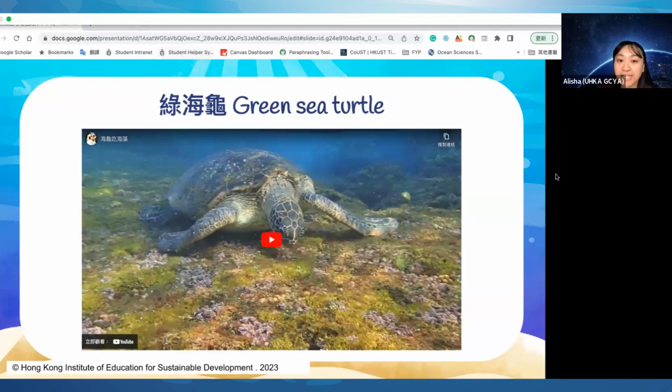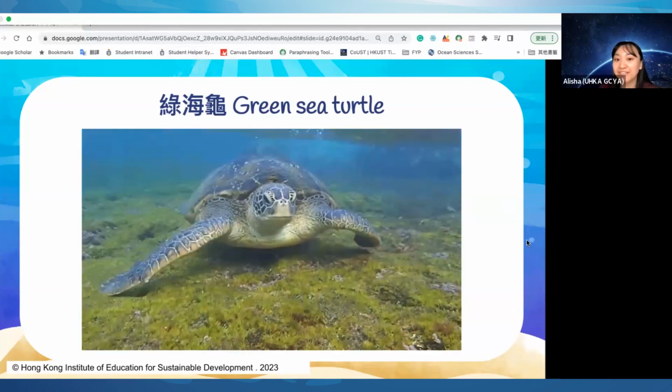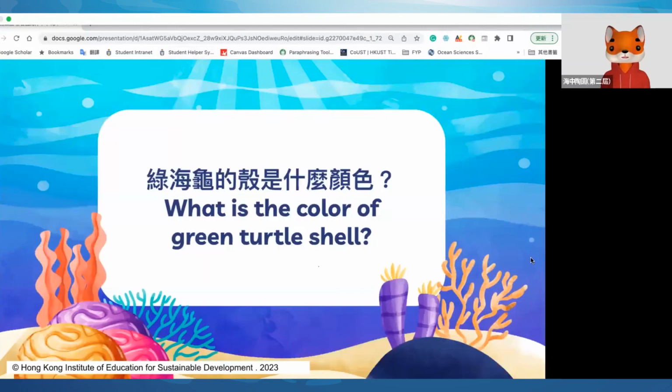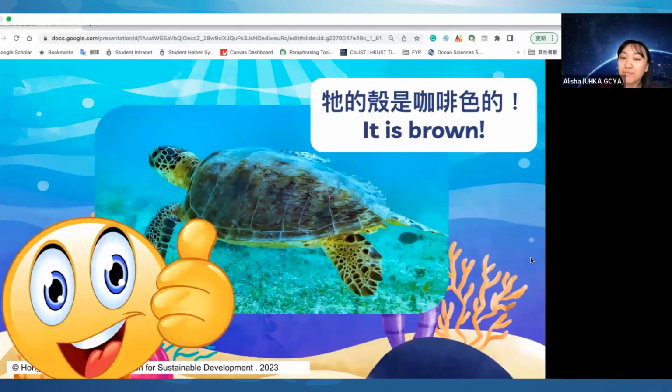So from the video, you can see that the green turtle is actually eating some green food. Can you notice what the color of their shell is? Green and black, maybe. Oh, actually it is brown. You may question, we call it a green turtle, but why is the shell brown?